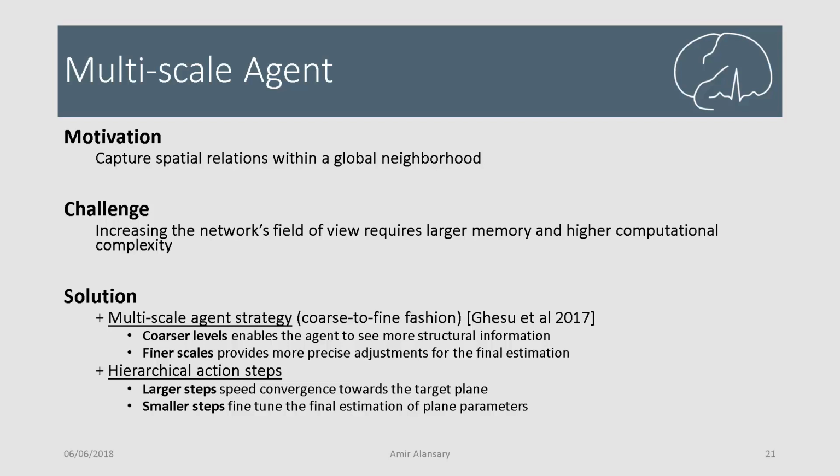The problem here is that when you increase the size of your network, of course, it would not fit the memory. So we use a multi-scale strategy, which is sampling with different voxel sizes, and we go from coarse to fine. We start with coarse, looking at a bigger image, and then a smaller image by sampling with different voxel sizes. We also use hierarchical action steps, which means if you are far away, looking at the bigger size, you can move faster because you have a bigger image. Then when you get to the smaller, fine-tuning final scale, you can move with smaller steps.